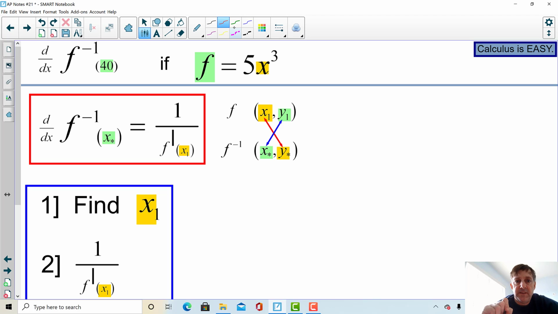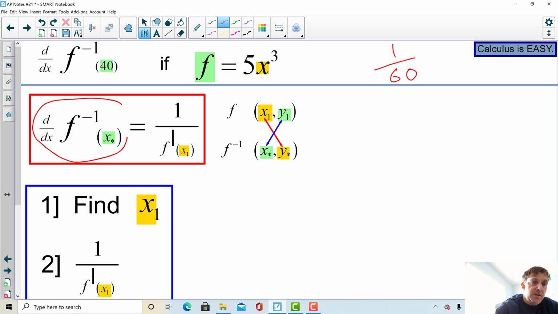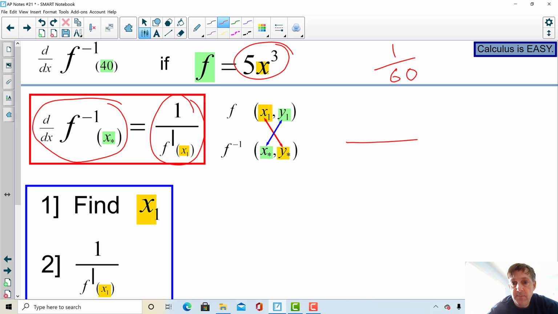Okay, we're going to do the exact same problem, but we're going to use the rule for the derivative of the inverse. Remember, in our previous example, we did it the long way, and we got 1 over 60 for our final answer. Now here it says the rule for the derivative of the inverse is just going to be 1 over f prime. So here's f. 1 over f prime would be 1 over the derivative of 5x to the third. Okay, this would give us 1 over 15x squared.